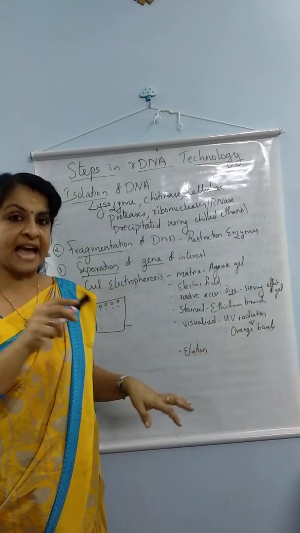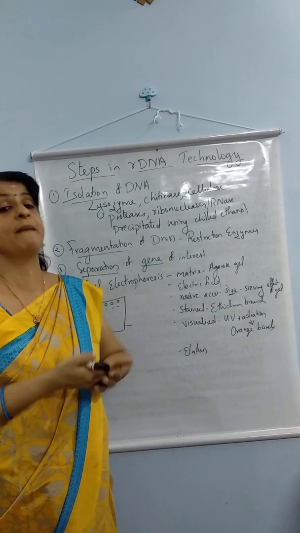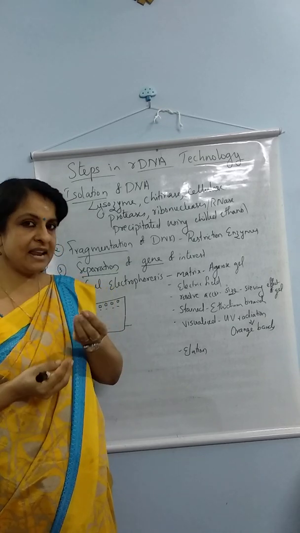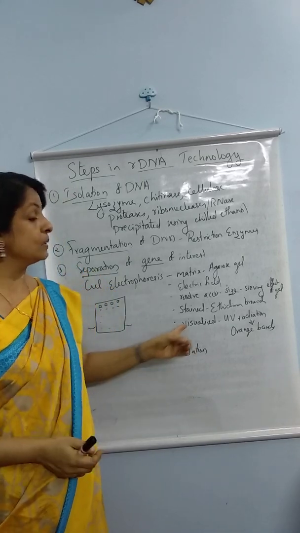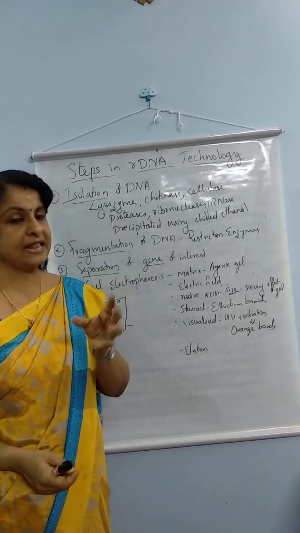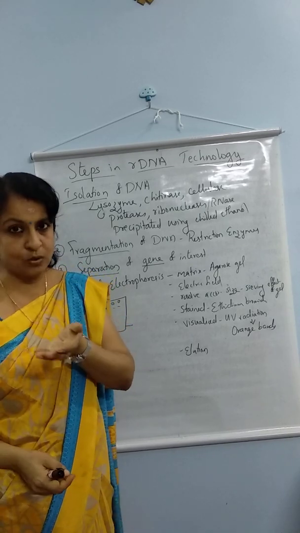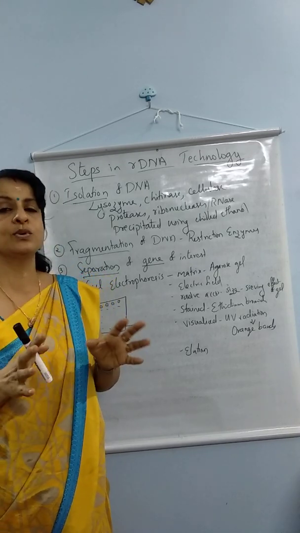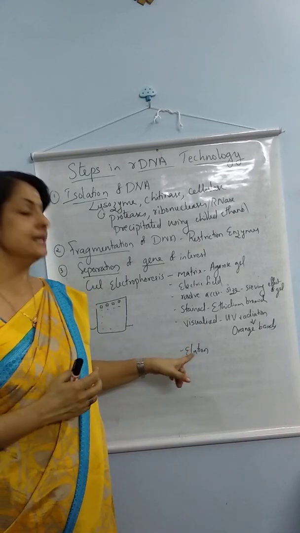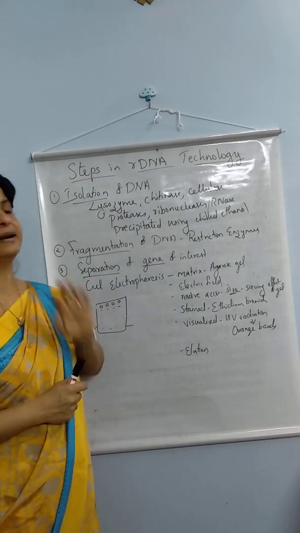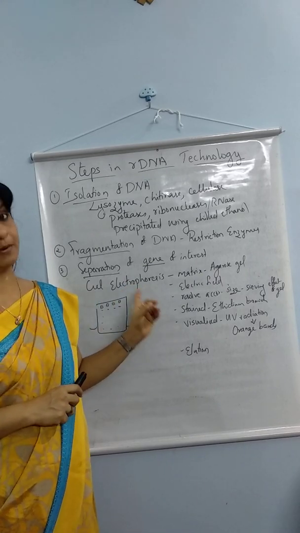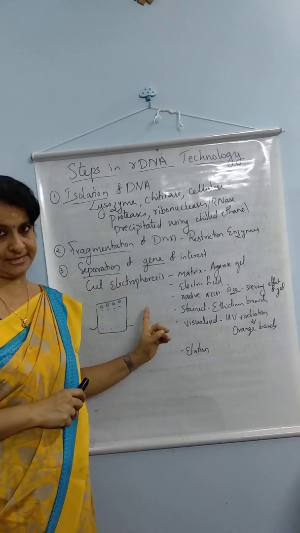Now from this, the desired DNA is cut out from the gel and we add certain chemicals so that the DNA will get separated from the gel. And that process is called elution. So by the process of elution, what will happen? The DNA along with the gel is cut out. Then the gel is dissolved out using certain chemicals, and that process of separating the DNA from the gel is called elution. So only that much will come under separation of gene of interest. So it is done using the method called gel electrophoresis. That's all.